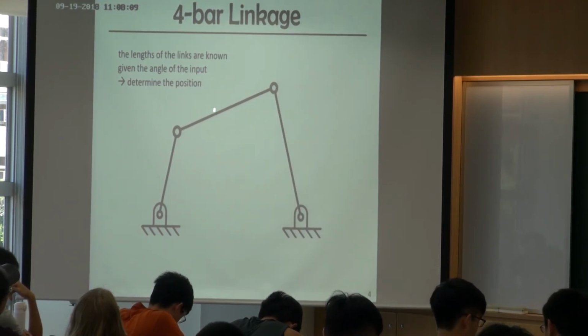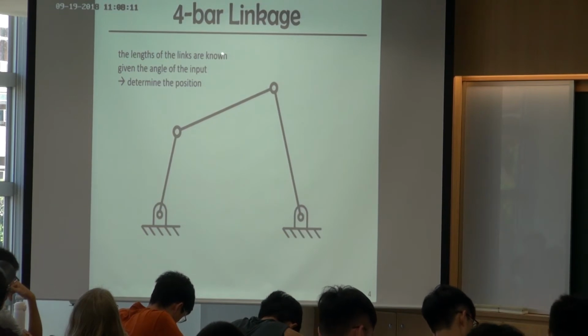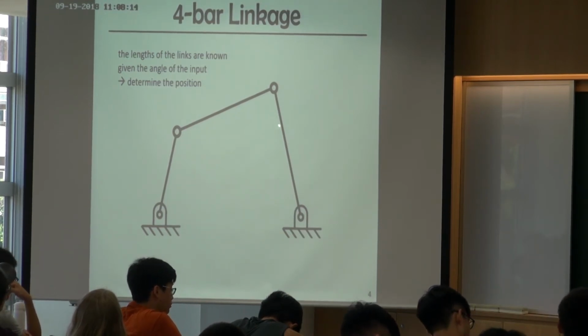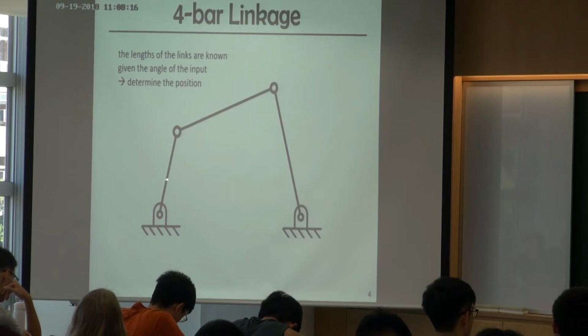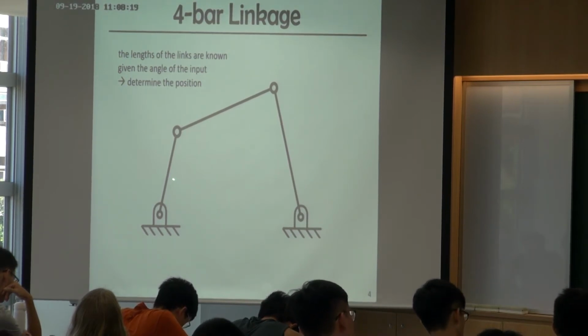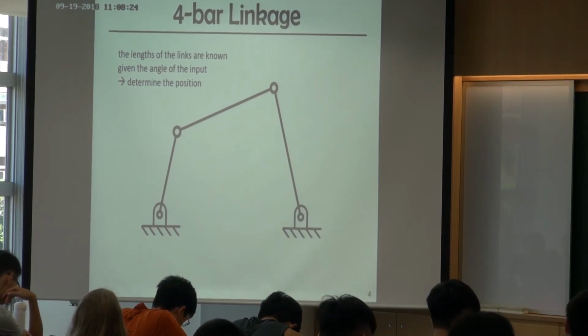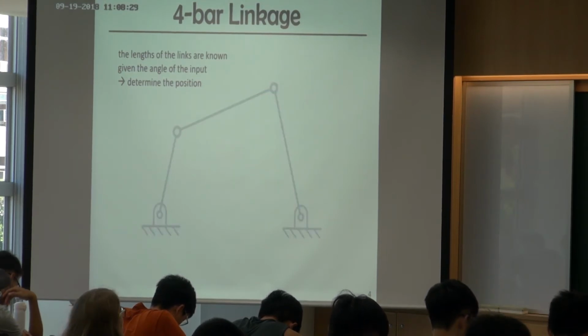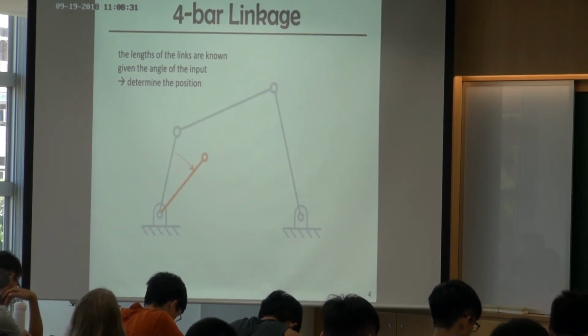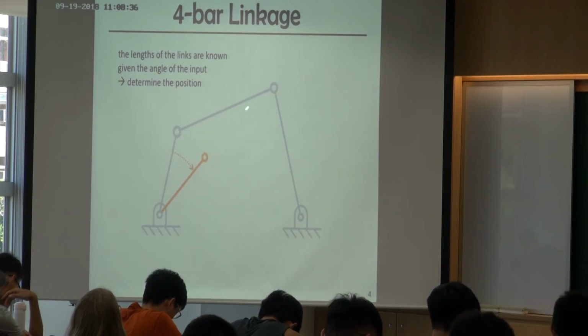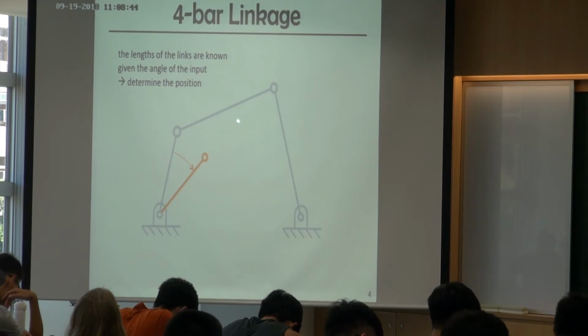So here's the question. We know all the lengths of the links, and we just want to apply a random angle for this input, and then determine the position of this 4-bar. How can we do it? Suppose I change the input angle a little bit, then can I find the position of the remaining two bars? How can we find it?